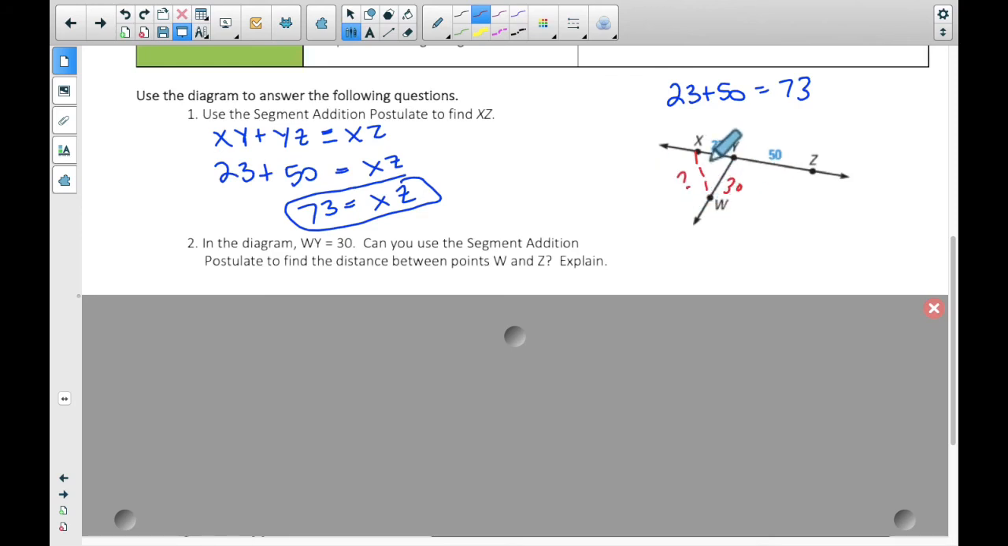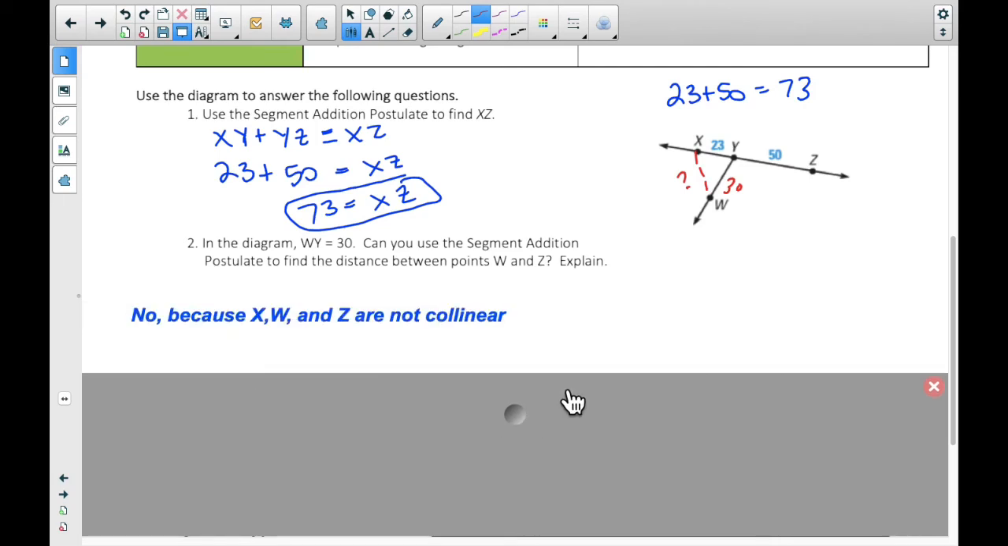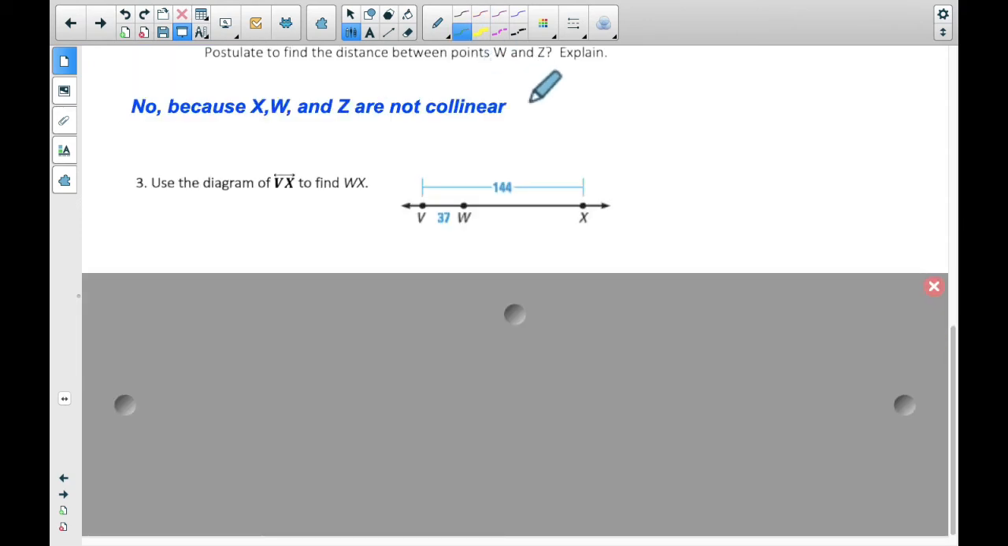Okay, could we say that this is 53? No, we can't say that's 53. The segment addition postulate does not apply here. Why not? Well, because they're not collinear. They would have to be collinear in order for us to do that. Okay, those were pretty obvious. Well, maybe not.